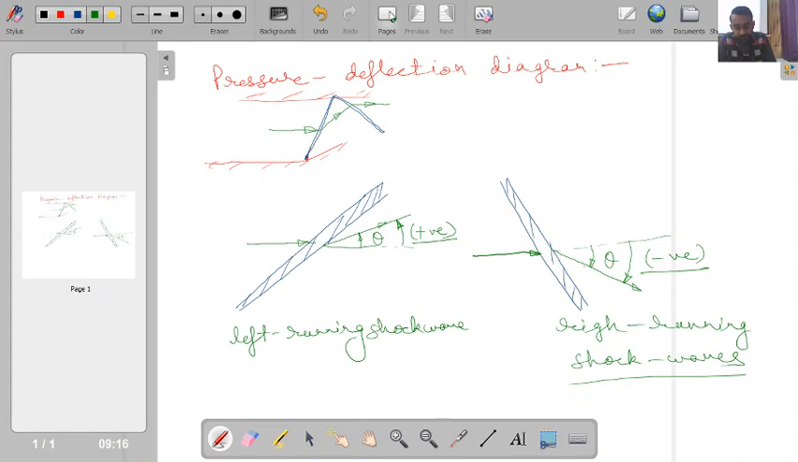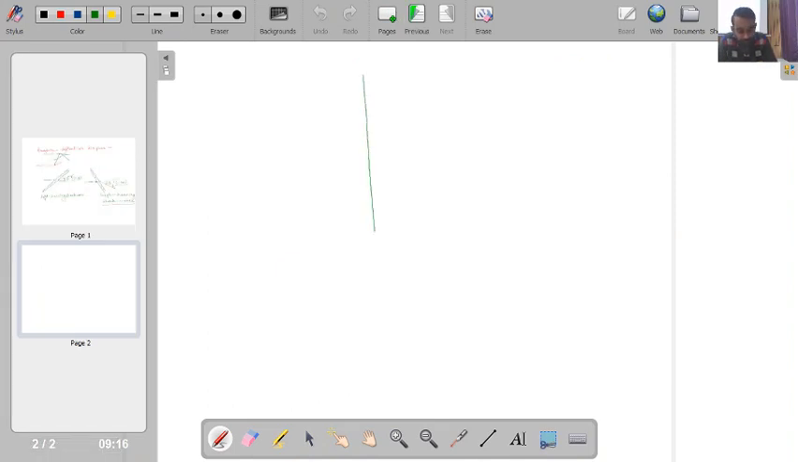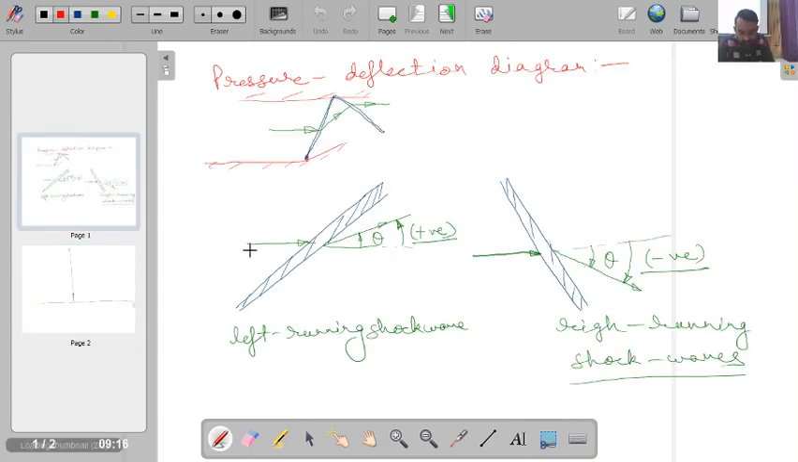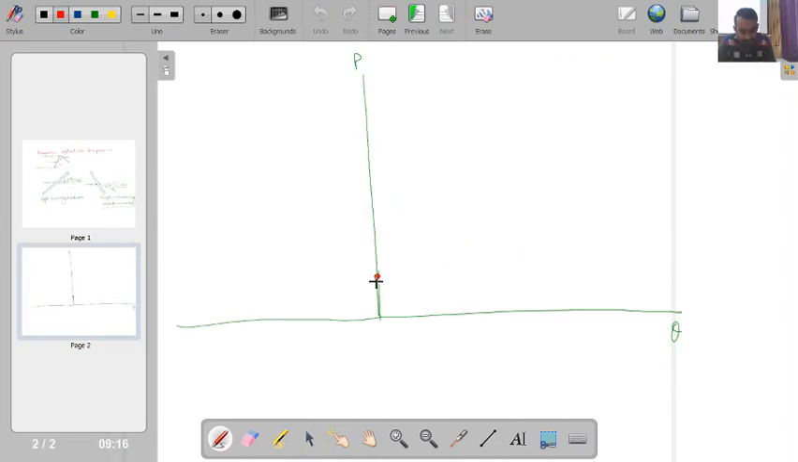Let me now construct a pressure axis, and on this side I will construct a theta axis. Let's consider that my initial pressure is P1 when the streamline is coming like this. If the streamline is coming in the upstream direction parallel to this horizontal line, I don't have any deflection angle, so it is aligned. With reference to this direction it is at zero orientation, so corresponding to zero angle I can say this is my point number 1 having pressure P1.